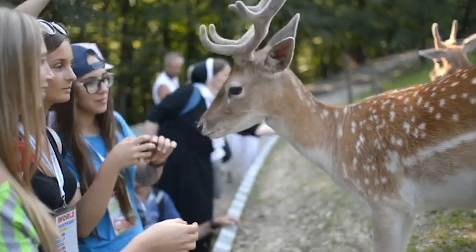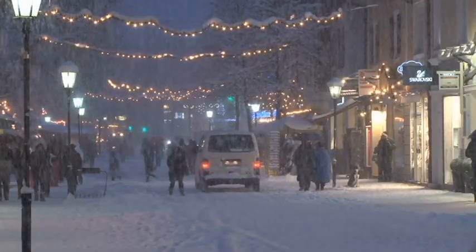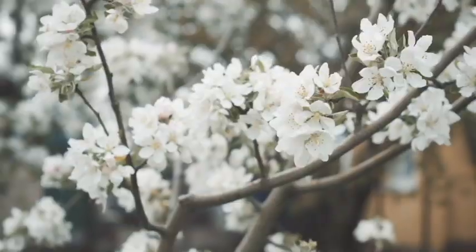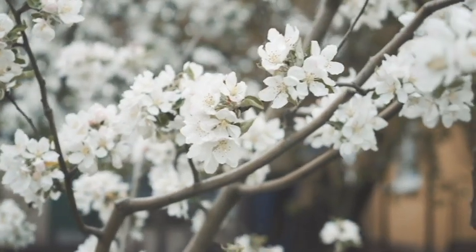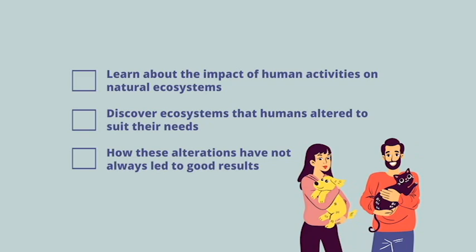What we seem to lack, especially in today's world, is an eye that sees just how much our adaptations have changed the habitat of many plants and animals. In this lesson, we will learn about the impact of human activities on natural ecosystems, discover ecosystems that humans altered to suit their needs, and how these alterations have not always led to good results.